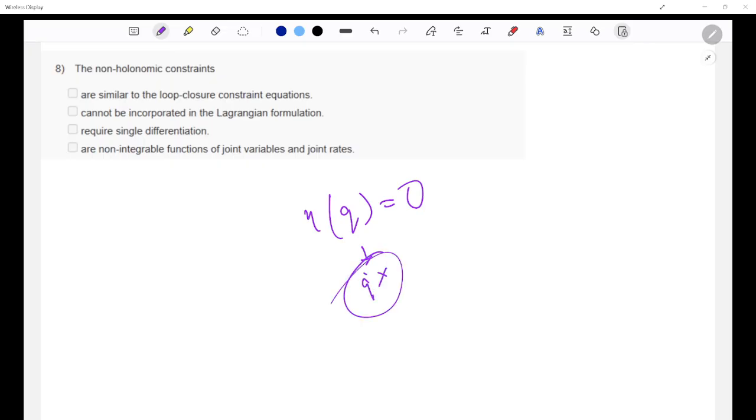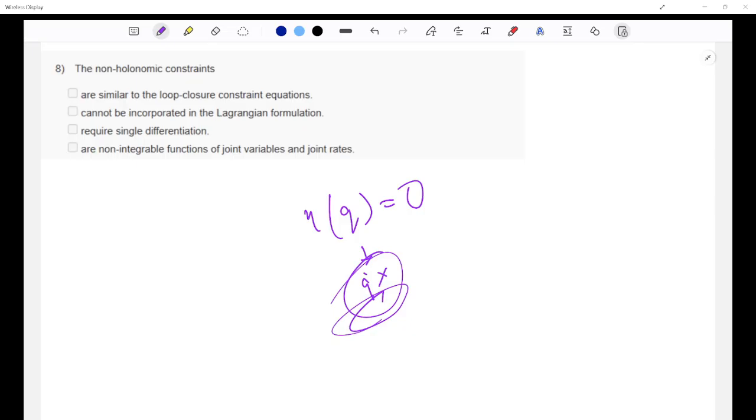Loop closure is now in a 4-bar mechanism, equation you know already. These constraints can be integrated and expressed purely in terms of Q. If there are non-holonomic constraints, they also depend on Q dot, and they cannot be integrated into a function of only Q. Example, mobile robot wheel constraint, as we discussed right before this. So if we talk about the option, they are similar to loop closure constraint equations.